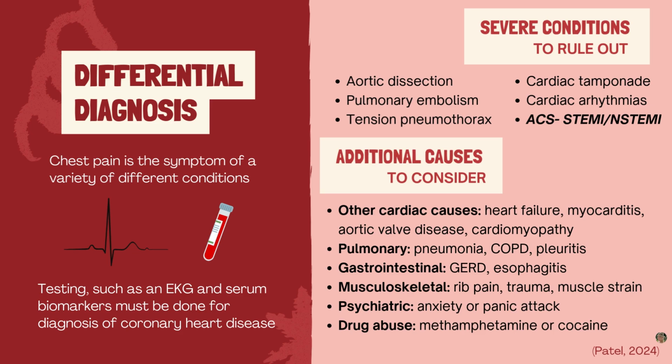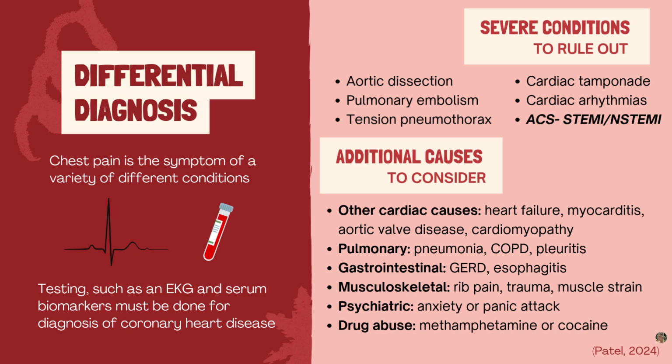Differential diagnosis. When patients present with chest pain, there's a world of things that it can be, and we'll need to rule out some very severe conditions and then consider others and perform tests to ultimately figure out what's going on. So the severe conditions we need to rule out are the aortic dissection, a pulmonary embolism, tension pneumothorax, cardiac tamponade, cardiac arrhythmias, and then one of these is also the STEMI and NSTEMI, which we refer to as acute coronary syndrome.